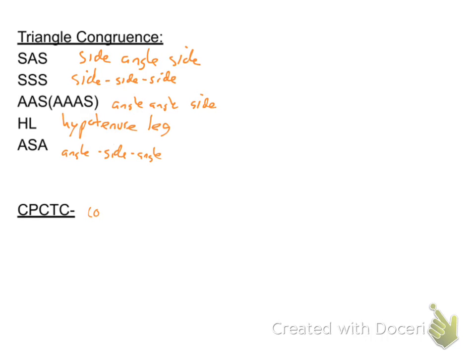And then we got the fun one on the bottom there. CPCTC. Corresponding parts of congruent triangles are congruent. Remember, you only can use that when you have already stated the triangles are congruent. Okay?